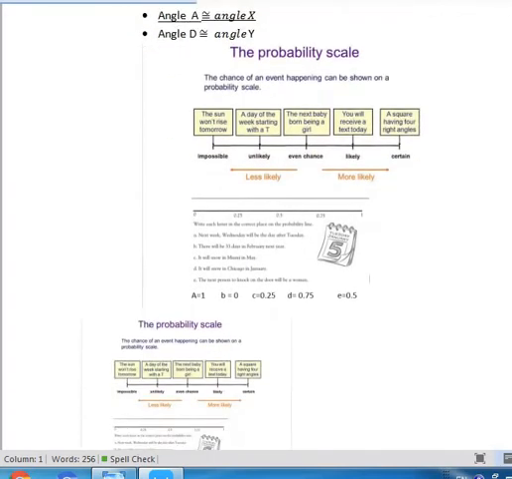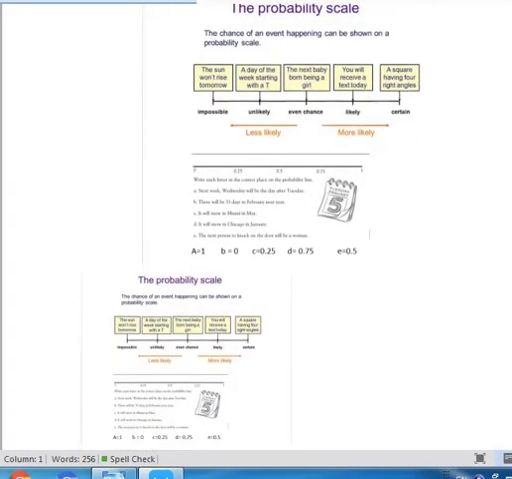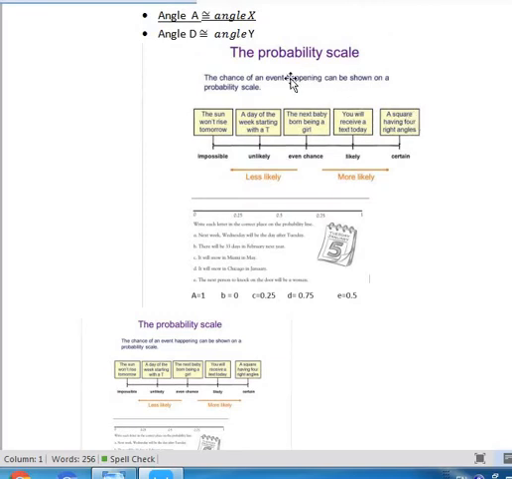Probability scale. Do you remember the probability? The chance of an event happening can be shown on a probability scale. For example, the sun won't rise tomorrow. This is impossible, 0. A day of the week starting with a T: it's unlikely, less likely.